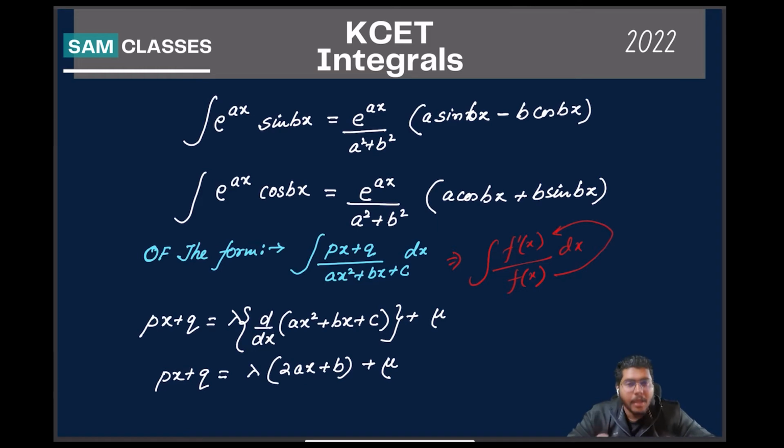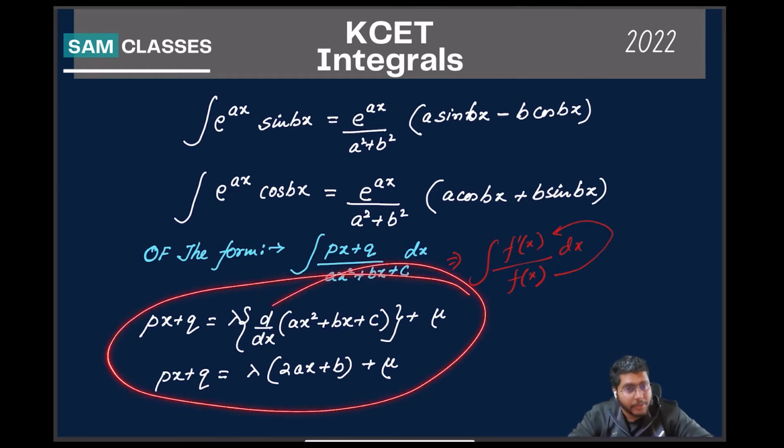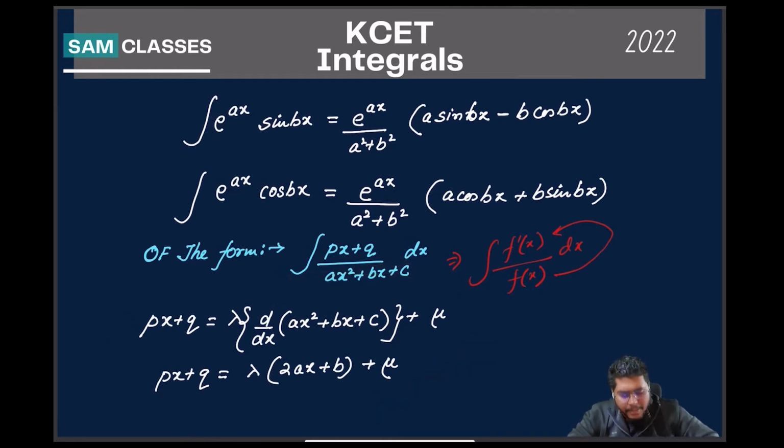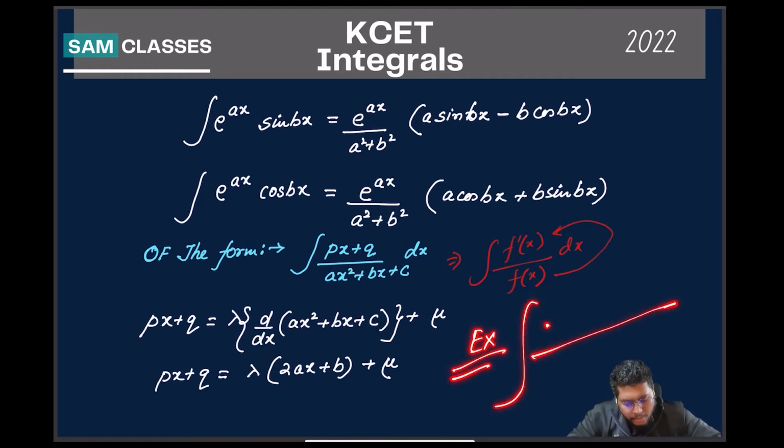Sometimes it's very easy to find out what can be the derivative, but sometimes it becomes difficult. So that's why we have a formula for that. Okay, let's see with a simple example. Let's say we have integration, let's say 4x square plus 2x plus 3, and here we have 2x plus 2. So if I take this one as t, students, what will be the derivative?